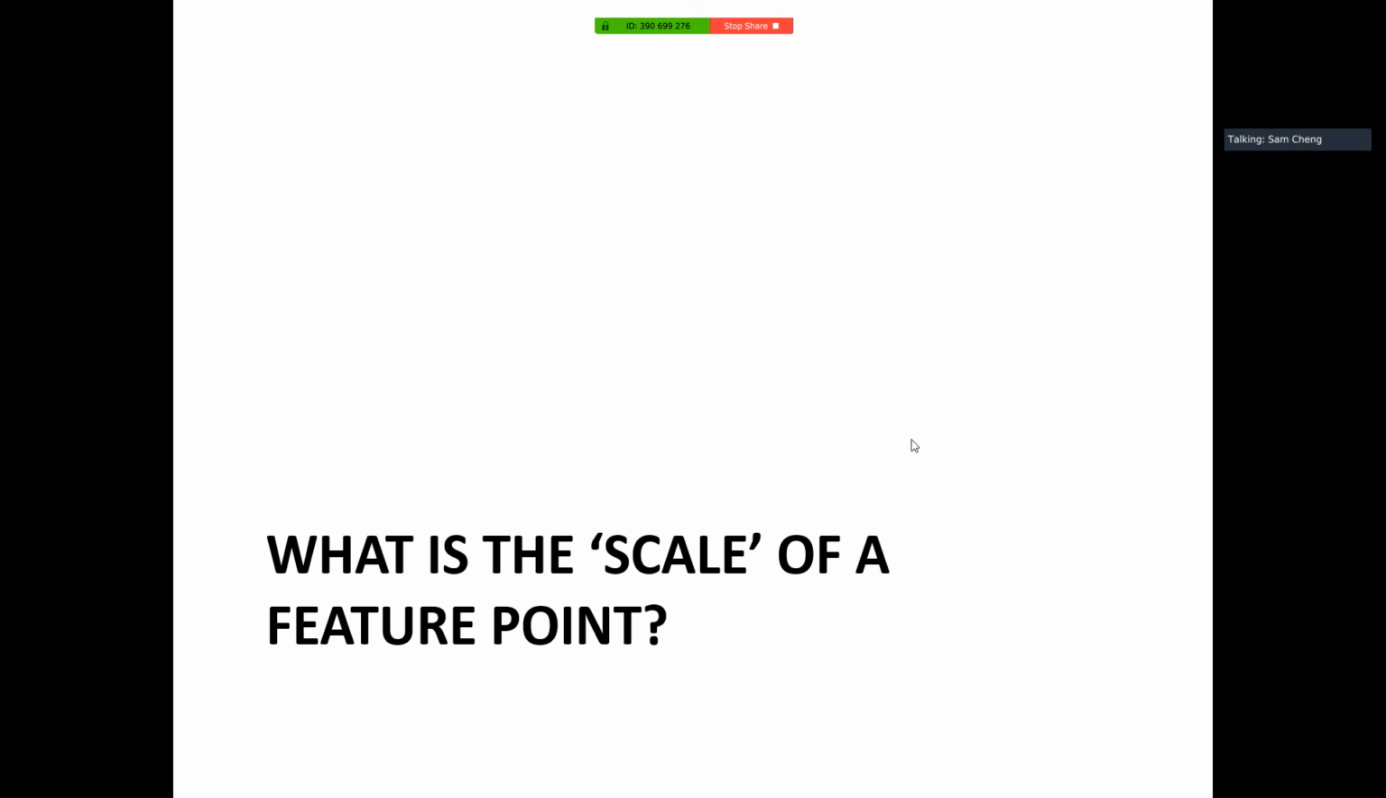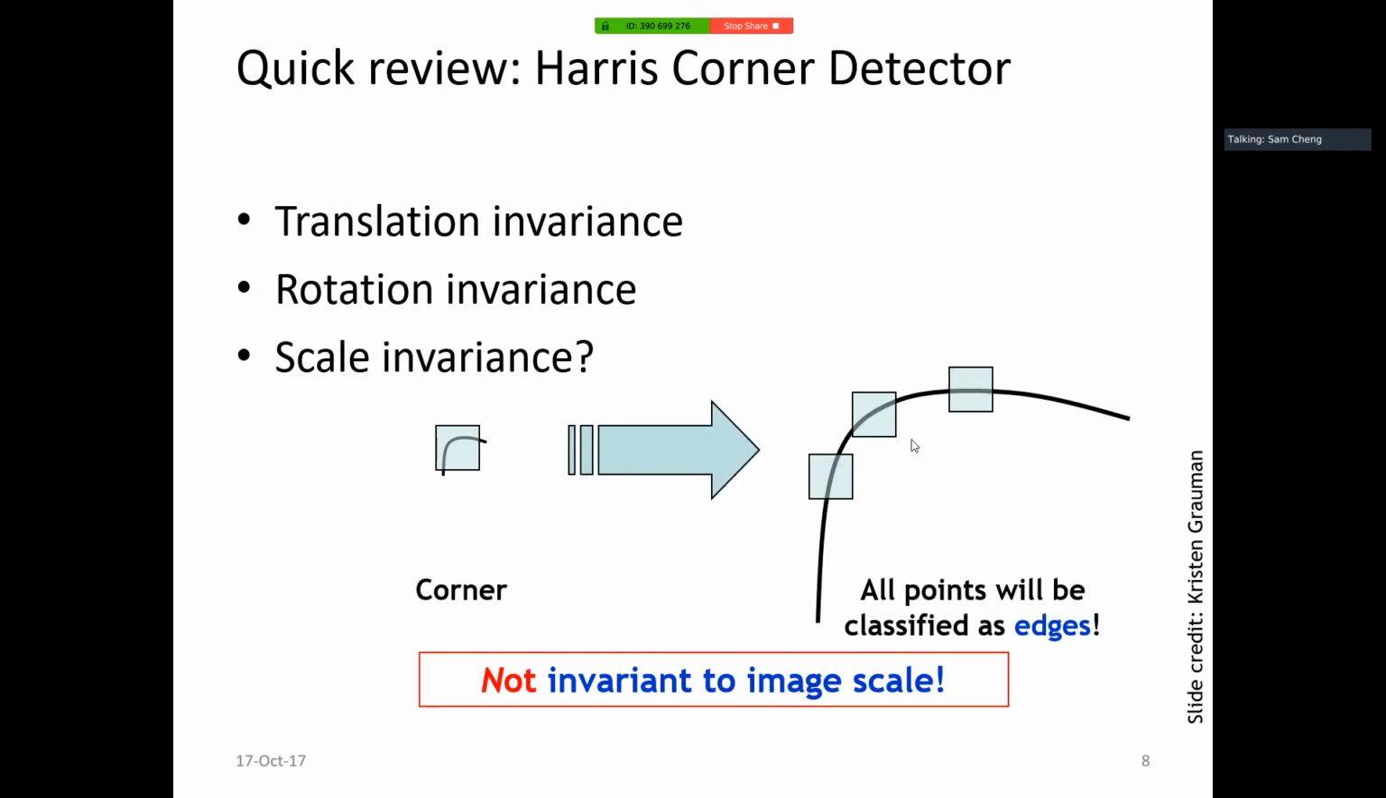So probably I can do something similar to the Harris corner detector, but I want it to be invariant to this scaling effect. Even if I zoom in, I am still able to say, okay, I think this is still a feature point, a key point that I want. So what do you suggest?